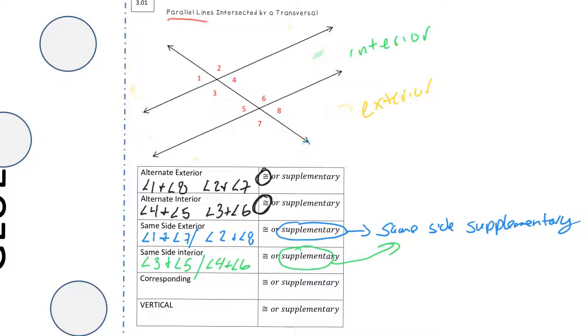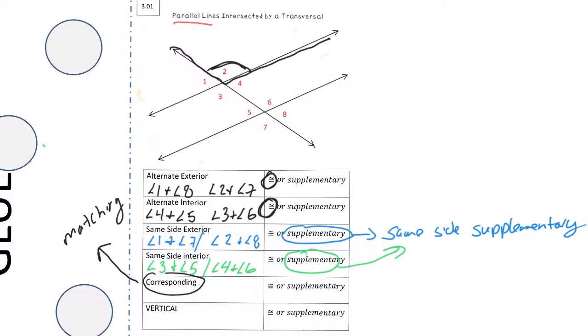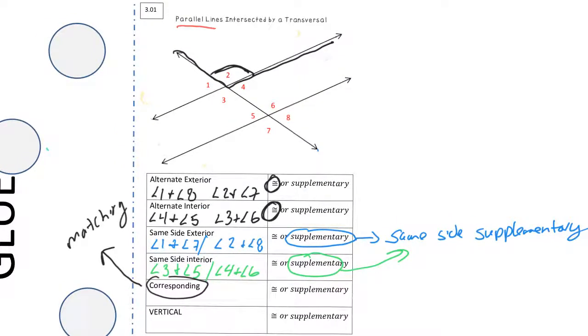So now we're going to talk about these things called corresponding angles. Corresponding, I think of matching. So if I look at angle 2 up here, that is in the top right-hand corner out of these 4 angles. So the matching angle, if I just slide this black angle down, give me a second.